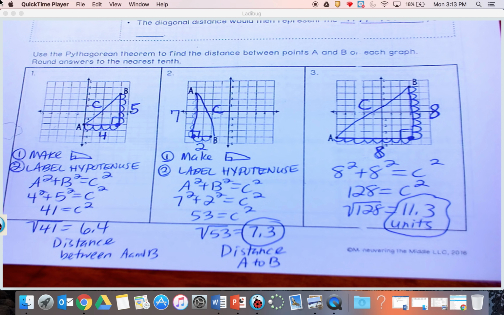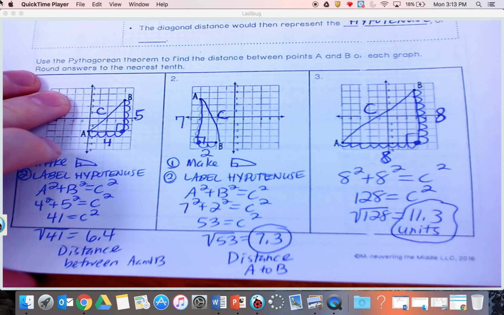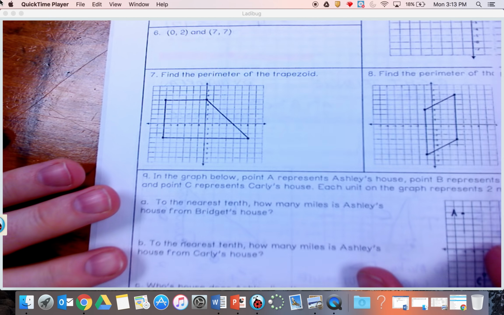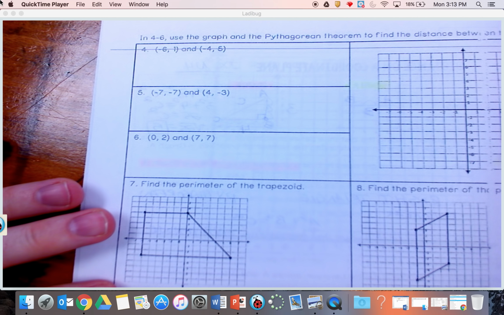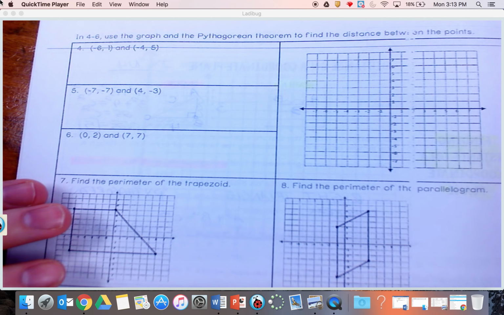Alright, so those are your first three. Pretty simple. Just go through your steps, make the right triangle, label your hypotenuse, and you've got your solutions. Alright, your last ones here, 4 through 6. Take a look at these. There they are. You should be able to do those pretty well.